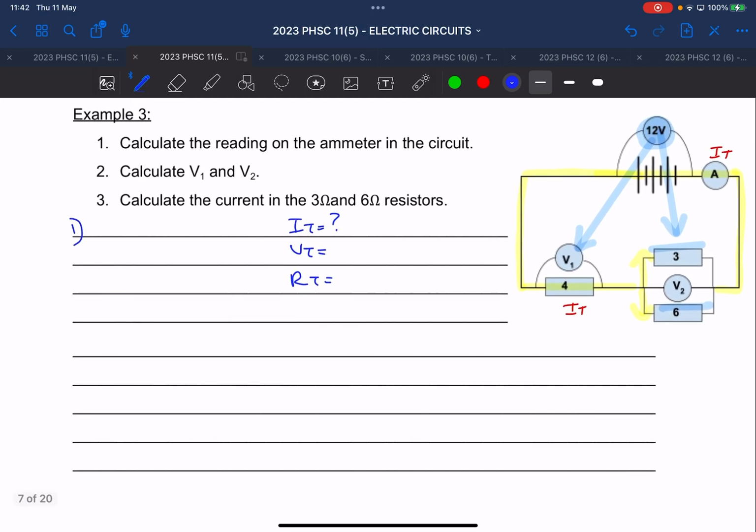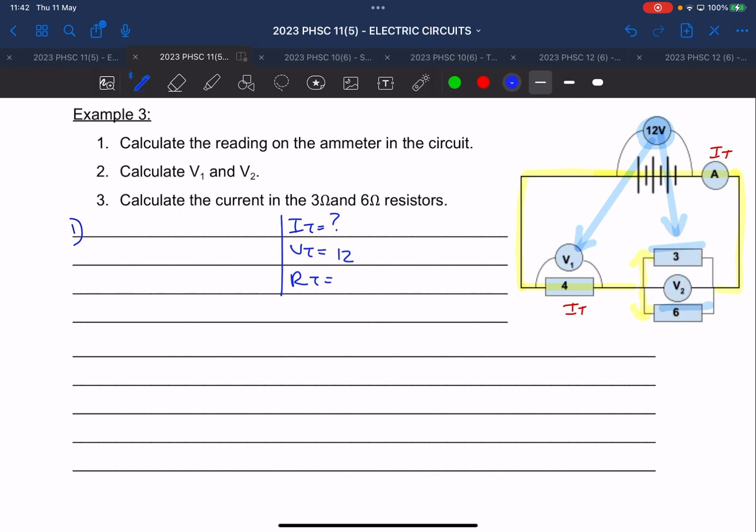What is the total volts? Total resistance. Can I just say 4 plus 6 gives me 10 plus 3 gives me 13? Why not? Because these two are in parallel with one another. You can't just add them normally.